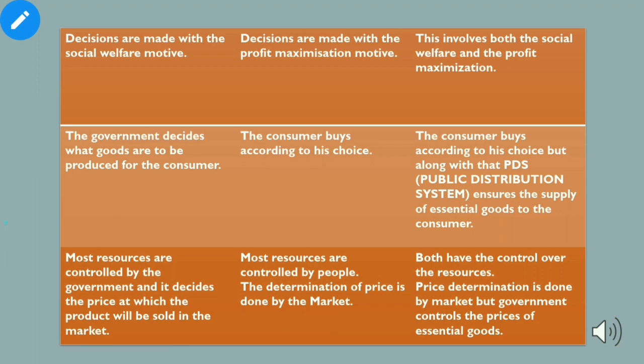So the government plays a role by controlling the prices of essential goods, which cannot be increased through the market, because the market focuses on profit maximization. They don't focus on social welfare, but the government really needs everyone to get food and the basic amenities for their livelihood. So this is it. I hope you get the differences between them.